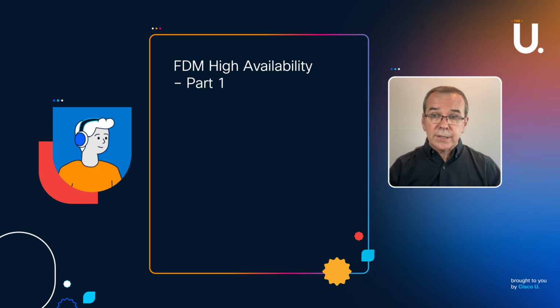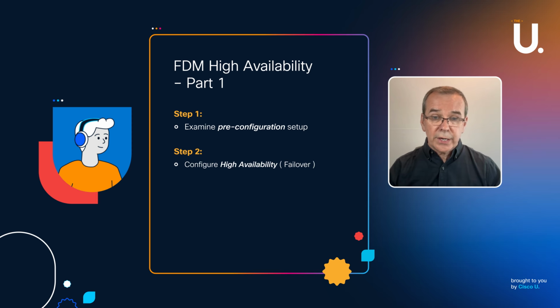Okay, so let's see what we're going to do in the demo before going ahead with it. So this is part one of this high availability demo. In this first part, we're going to examine the pre-configuration setup to check how everything is before we make any changes. In step two, we're going to set up HA, and then finally, step three, we're going to do some post-configuration checks to make sure everything is working okay.